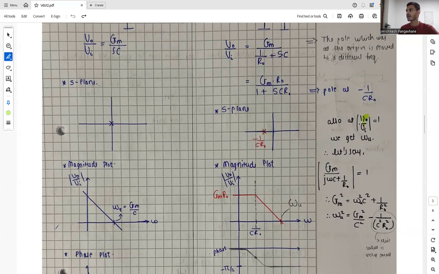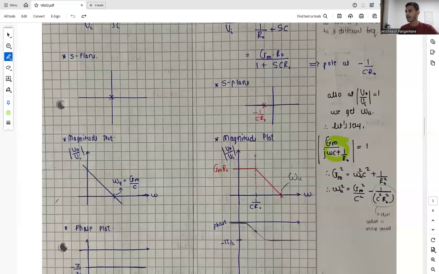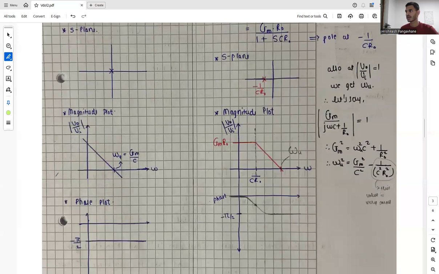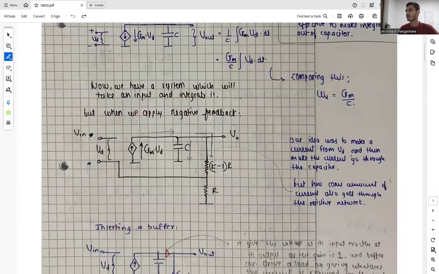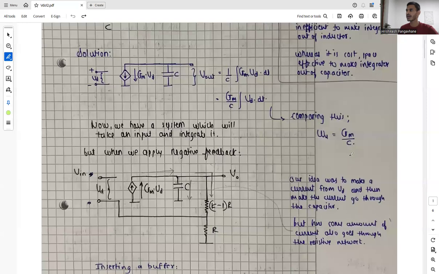And also, when the magnitude is equal to 1, we get omega u. Let's say the magnitude of our transfer function equals 1. By solving it, we get omega u square equals gm square by C square minus the non-ideality term. And this value is very small. So we can say that we are almost sticking to the ideal case where omega u equals gm by C, which is what we discussed earlier.